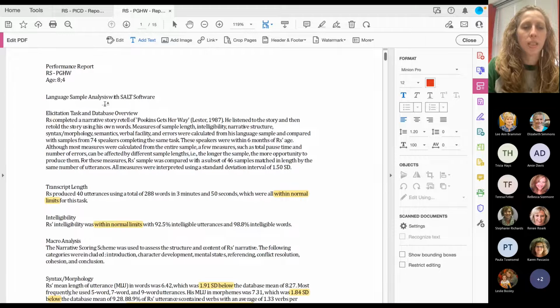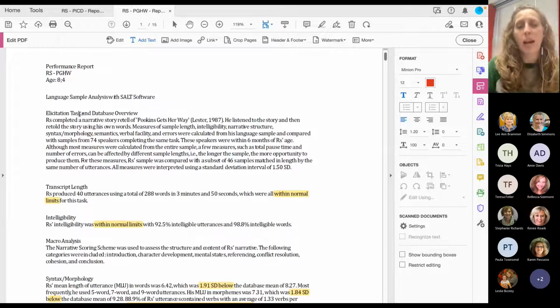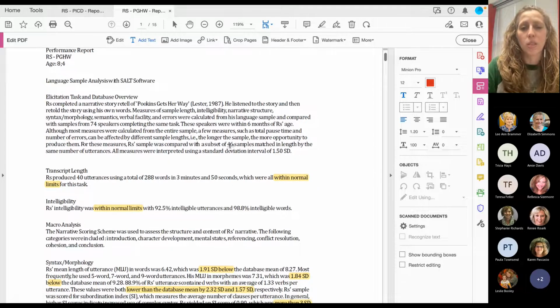This is the report back, and it's like 15 pages. I usually look at this first page, and then the rest of it I don't look at unless I have questions. So this first part just tells you about the type of task that they did, and you know what task they did. So I don't even necessarily read through a lot of that because I know already. And it tells you that they're using a standard deviation of 1.5.